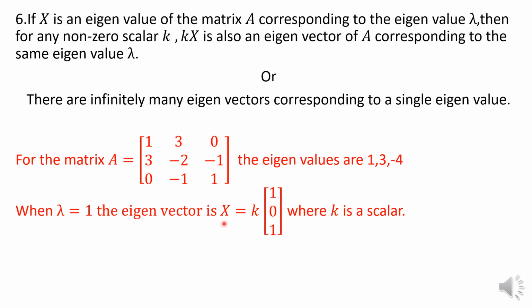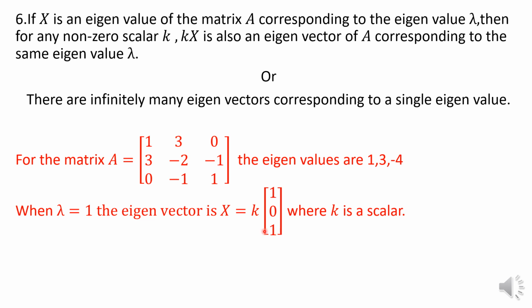What is k here? k is any non-zero number. If I put k equal to 1 here, we get 1, 0, 1. If I put k equal to 2, we get 2 into this matrix, that is 2, 0, 2. If I put k equal to 3, we get 3, 0, 3. If I put k equal to minus 1, we get minus 1, 0, minus 1. If I put k equal to minus 2, we get minus 2, 0, minus 2.